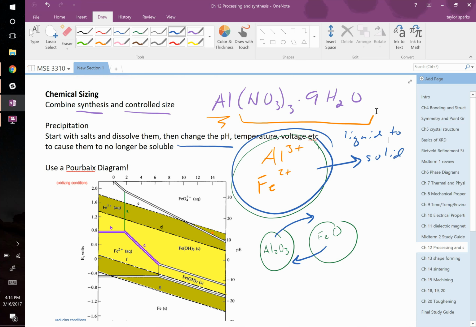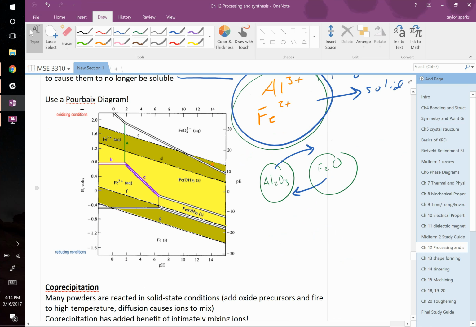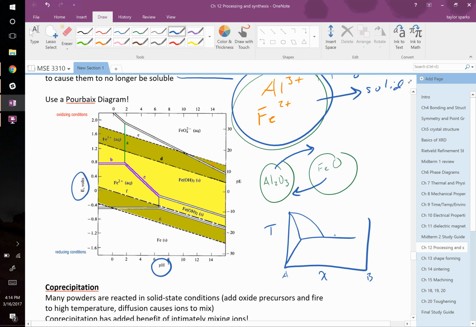So how do we change the pH, temperature, or voltage and get the right phase that we're interested in? We use a Pourbaix diagram. A Pourbaix diagram is a tremendously useful diagram. Think of it like a phase diagram, right? A phase diagram, we typically are plotting against temperature and fraction between two components, say pure A and pure B. That's not quite what we have here. Here we're plotting pH and we're plotting volts, right? Applied voltage. But just as in a phase diagram, it tells you what phases are present, right?